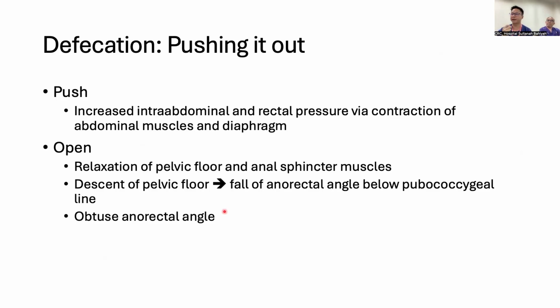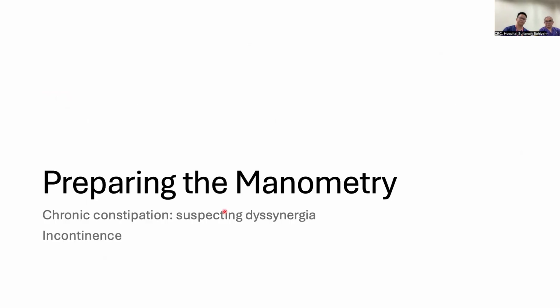Therefore, there are two mechanisms that happen. The first is the relaxation of the pelvic floor and the anal sphincter muscles. The door opens. And the second is the descent of the pelvic floor and the relaxation of the puborectalis muscle, which helps the sling turn from an acute angle into an obtuse angle, allowing the fecal material to flow down. So far so good, well done.